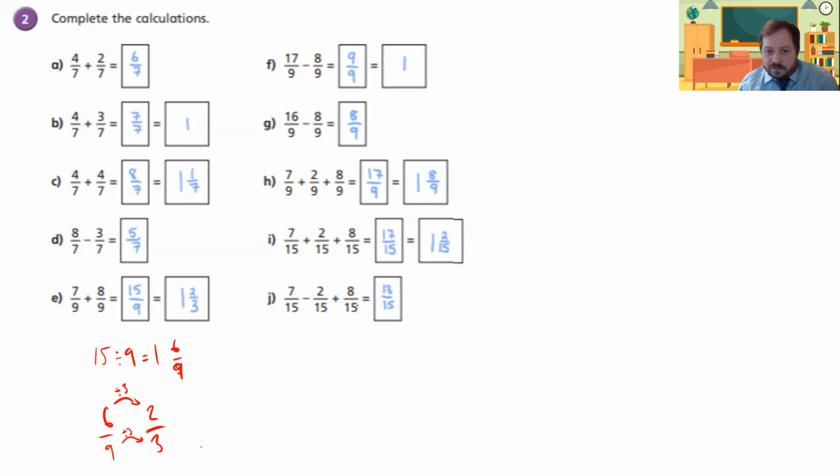Thinking in 15ths, now be careful here. This is subtraction here, and this is addition. So 7 minus 2 is 5. 5 plus 8 is 13. 13/15. That's where that comes from.